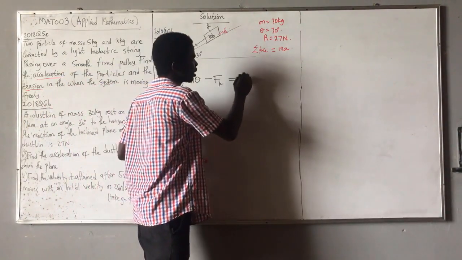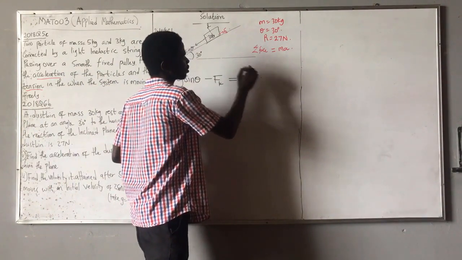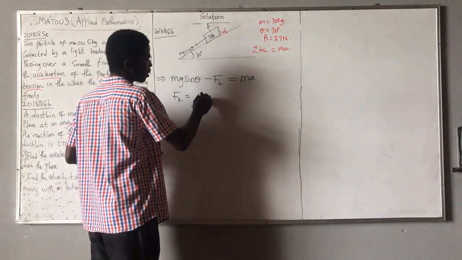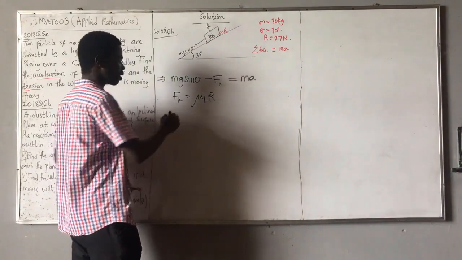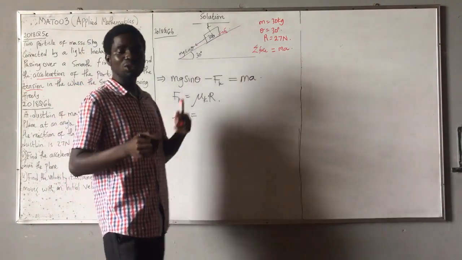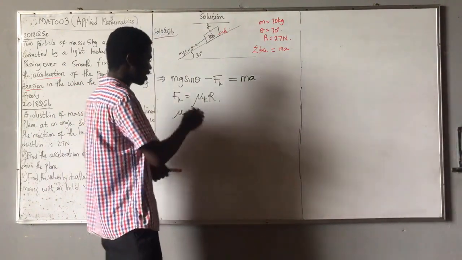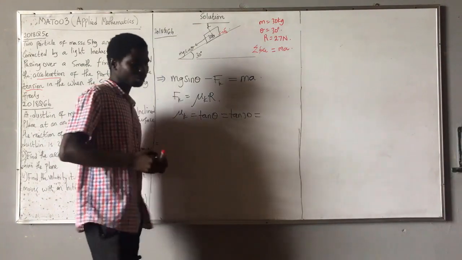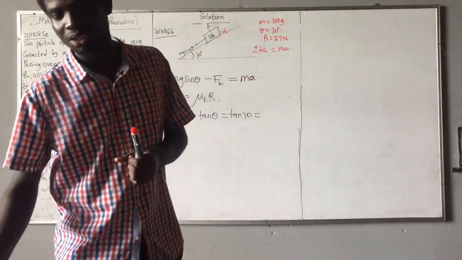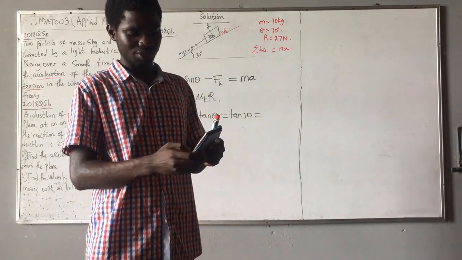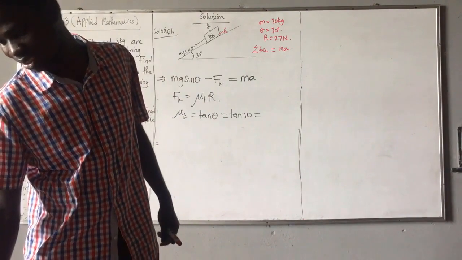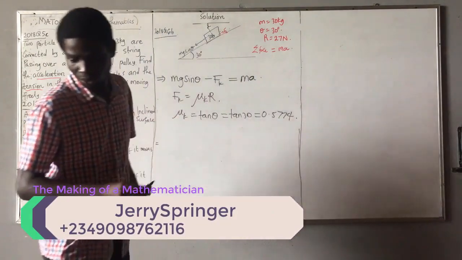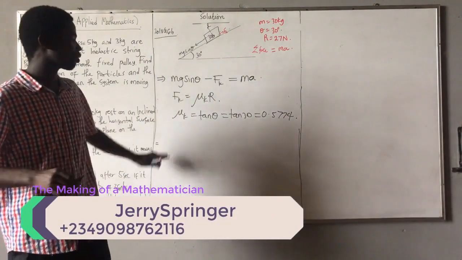It has to be equal to ma. But what is frictional force? Frictional force Fk is equal to what? Coefficient of friction multiplied by the normal reaction. What is coefficient of friction in this case? You are not given it, you have to find it. The answer is tan theta, and that is tan 30. So tan 30 is 1 divided by root 3, which is equal to 0.5774. That is what I have on my calculator here. You can also confirm that yourself.